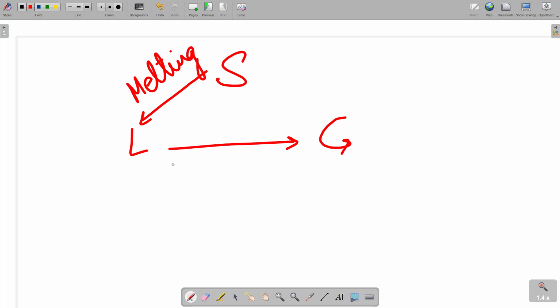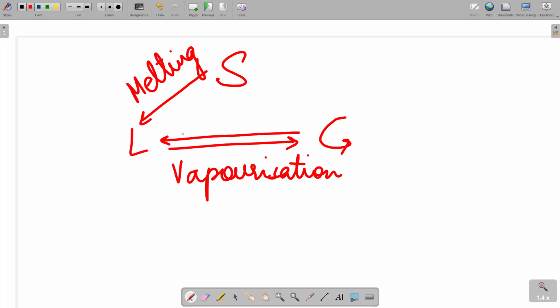Liquid to gas, vaporization. Now if I want to go reverse, condensation, right? And liquid to solid form, freezing or solidification.